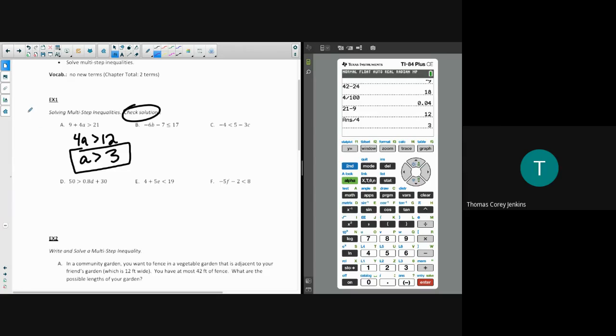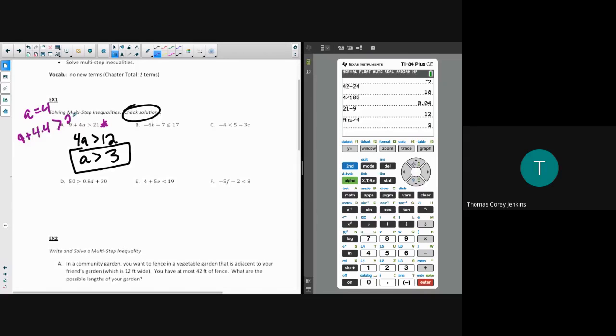4 should be a solution. So if we say a is 4, then go back to the original. You always go back to the original. That would mean 9 plus 4 times 4 is supposed to be greater than 21, assuming we've done that correctly. So let's see what 9 plus 4 times 4 is. It's going to be 25. So we know 25 is greater than 21. So check it off. That just kind of is a way to confirm your answer is correct.